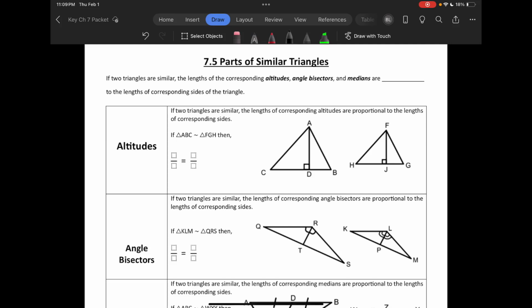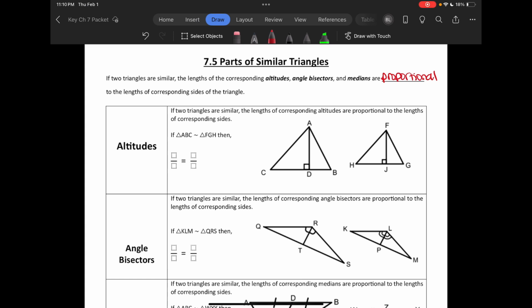All right, guys, so today we're going to be looking at notes for 7.5, parts of similar triangles. To start off the notes, we are saying that if we have two triangles that are similar, then the lengths of the corresponding altitudes, angle bisectors, and medians are proportional to the lengths of the corresponding sides of the triangle. Okay, and we'll see what that looks like here with altitudes to start off.